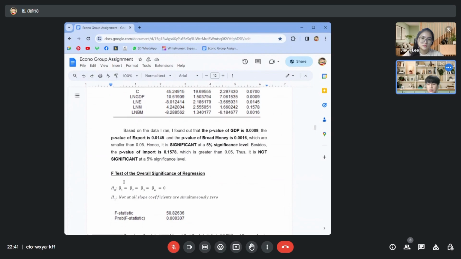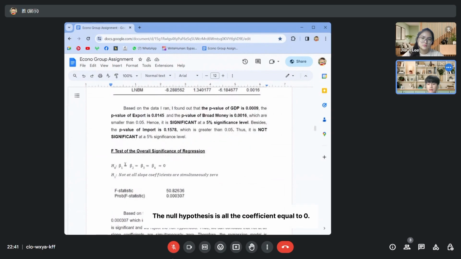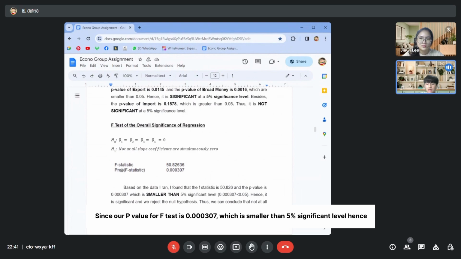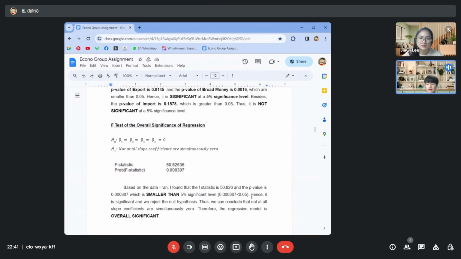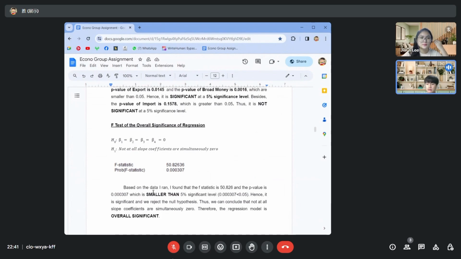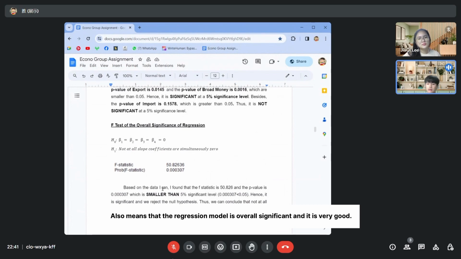To test the overall significance of the regression, we can use the F-test. The null hypothesis is that all the coefficients equal 0, against the alternative that not all slope coefficients are simultaneously 0. For this one, we look at the F-test. Since our p-value for the F-test is 0.0307, which is smaller than the 5% significance level, it is significant and we reject the null hypothesis. So we can conclude that not all slope coefficients are simultaneously 0, which also means that the regression model is overall significant.